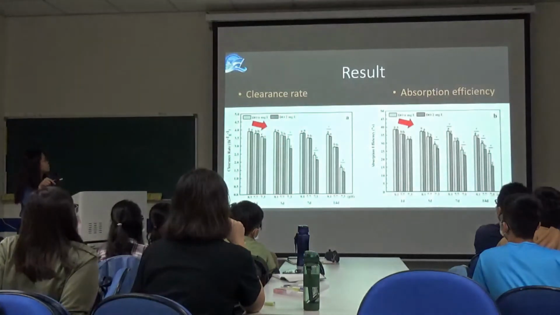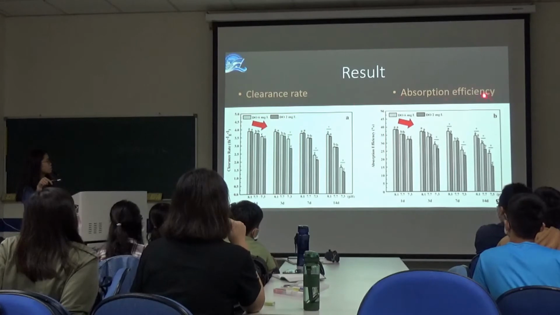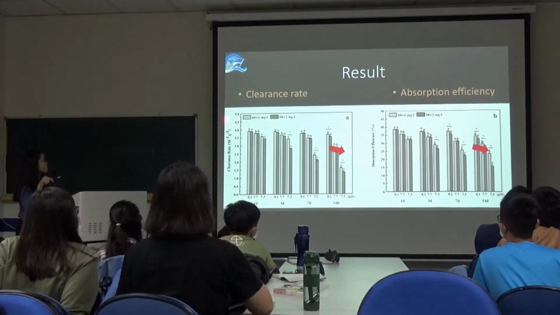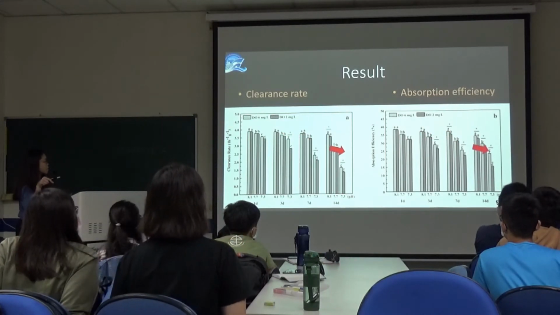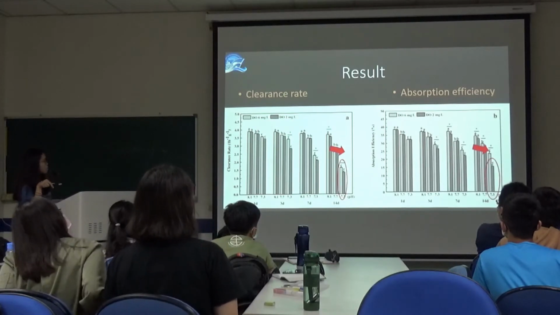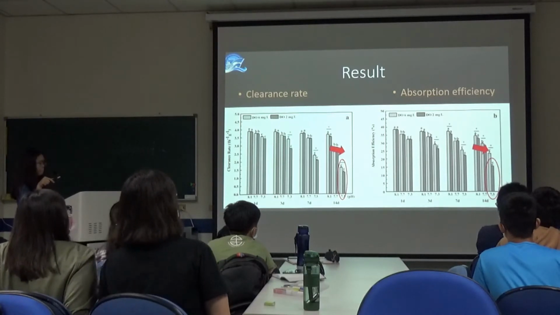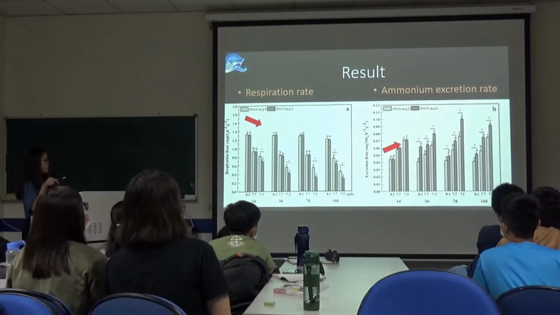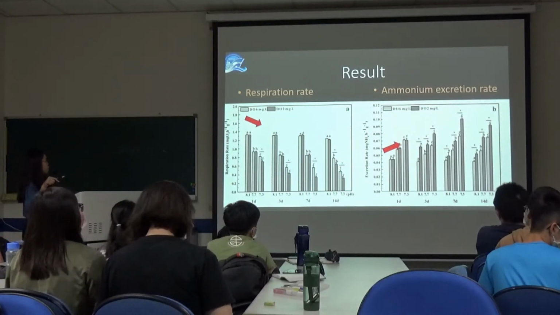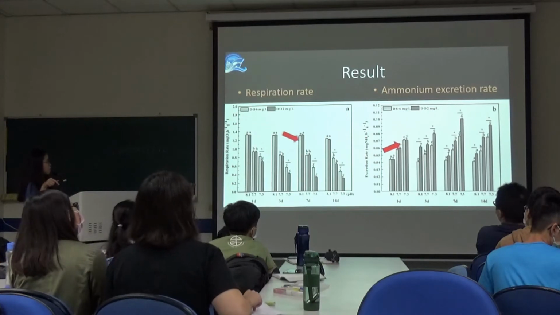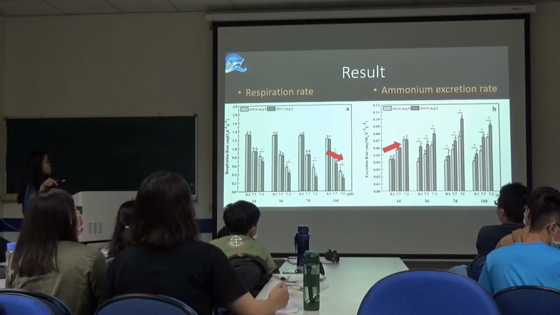And now we can proceed to the results. We can see that the clearance rate and absorption efficiency are the same. Their values decrease with decreasing pH and decreasing dissolved oxygen, and as time progresses. Their lowest values are also at the lowest pH and the lowest dissolved oxygen on the last day. And the respiration rate is the same as we just mentioned before. The value decreases with decreasing pH and decreasing dissolved oxygen.